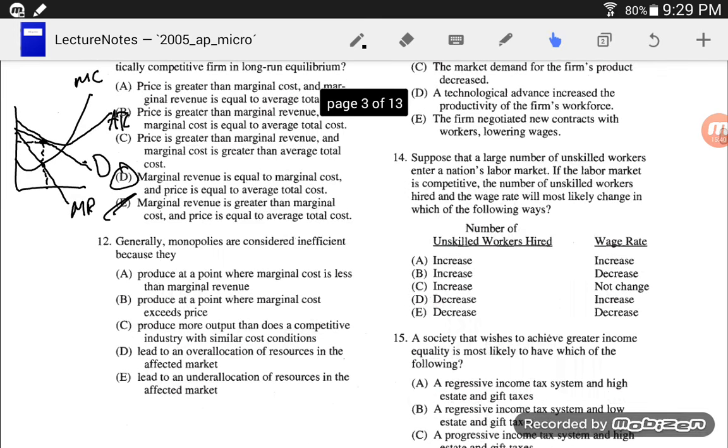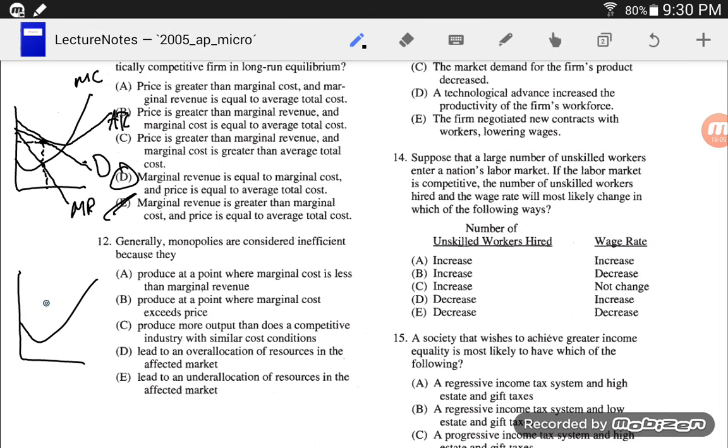Alright, a couple more and then I'll pause this video and we'll do the next section in the next video. So, generally monopolies are considered inefficient because they're inefficient. It's not inefficient for producing where marginal cost is less than marginal, well, let's see, let's think about this for a second.